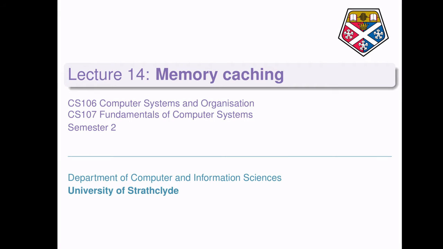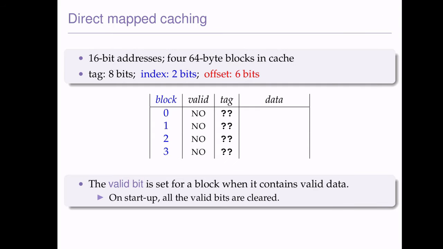Today we are going to carry on with memory caching by looking at some exercises. So, we had a look at some direct memory caching. In this example we're going to have 16-bit addresses and we're going to have 4 64-byte blocks in the cache. Now remember, that would mean that the tag is 8 bits, the index is 2 and the offset is 6 bits. So when we start, all the valid bits are cleared and we have no data in the cache.